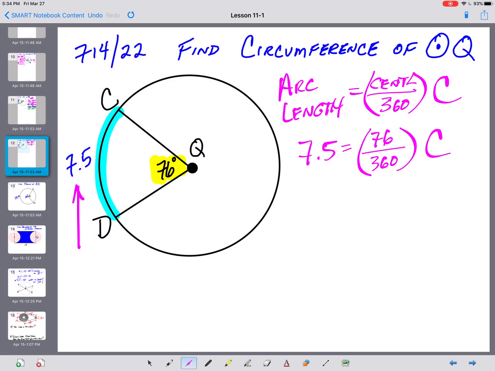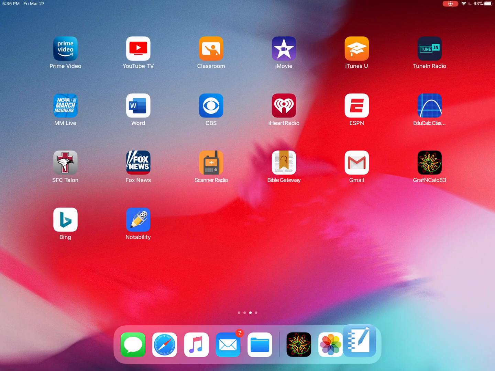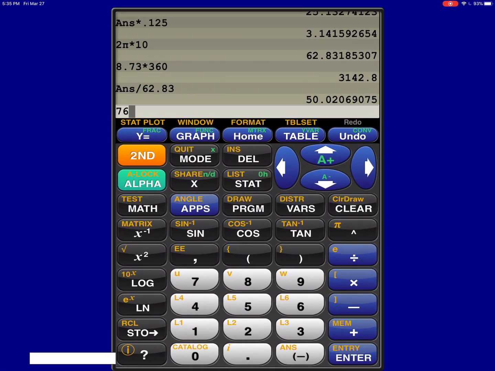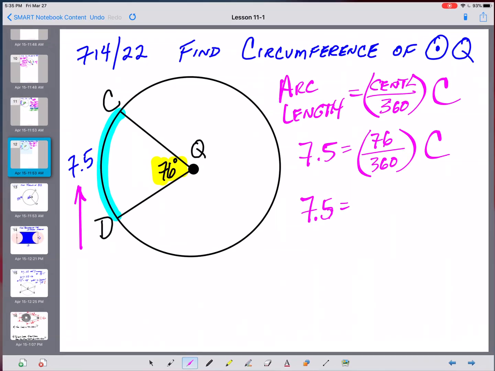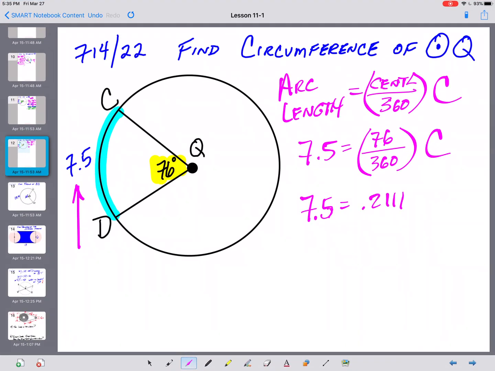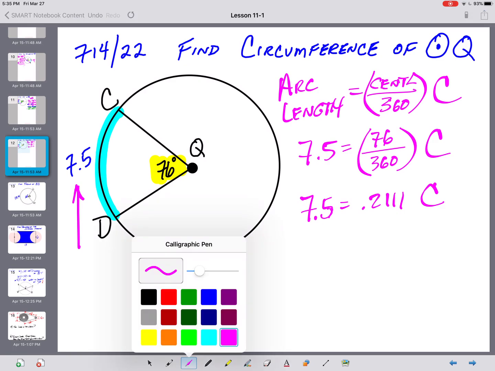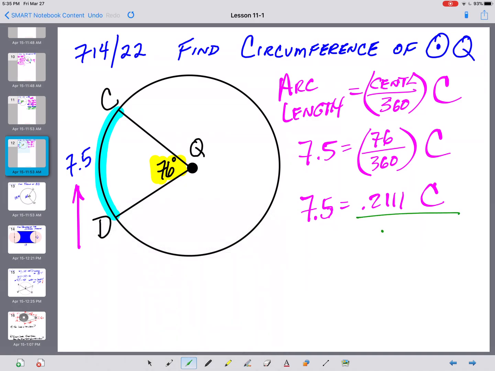What's next? Divide 76 by 360. Okay, let's do that right now. 76 divided by 360. Nice, huh? 0.2111. 0.2111 times the circumference. We want to get circumference by itself. Last step, algebraically, we just divide by 0.2111. There we go, gone.